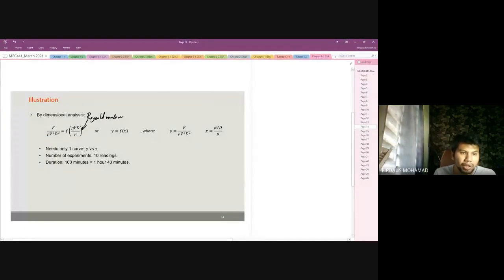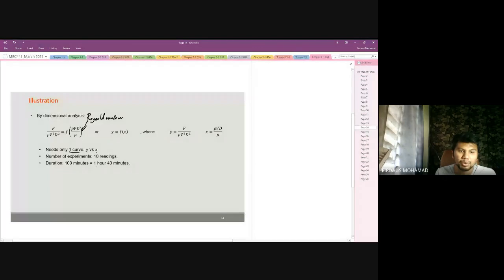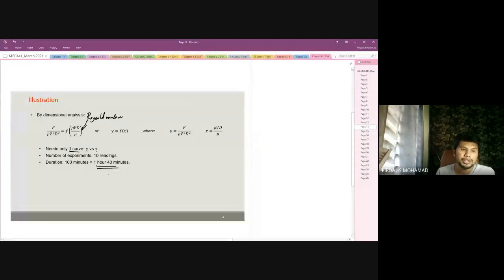Okay, so based on dimensional analysis, we only need to plot one curve, which is y versus x, maknanya ni versus Reynolds number, of experiment 10 reading, duration only 100 minutes. So instead of 10 bulan tadi, based on dimensional analysis, kita hanya perlukan 1 jam 40 minit punya eksperimen.